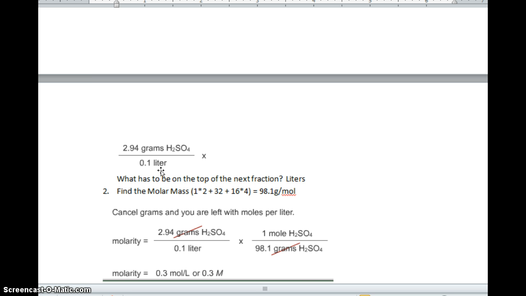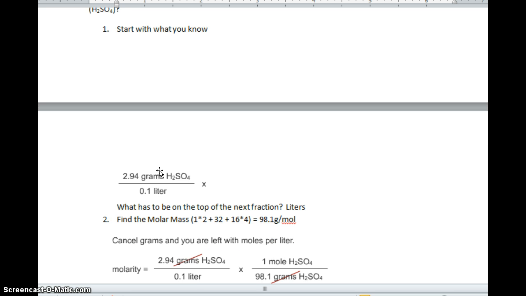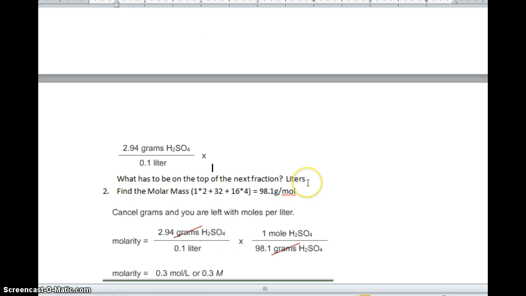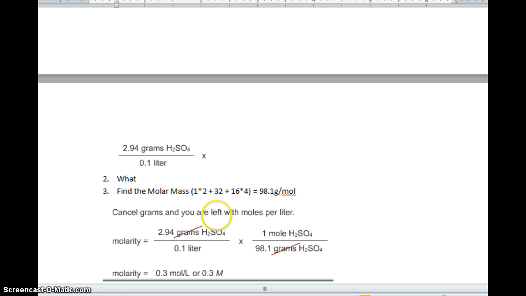But this is where this one gets tricky, okay? And these are a little bit different because we're thinking that, oh yeah, we should put liters on the top, but that's not actually what we're going to do this time. Here's why. You also need to look at what we want our final unit to be. So what do we want our final unit to be? We want our answer to be in moles per liter.